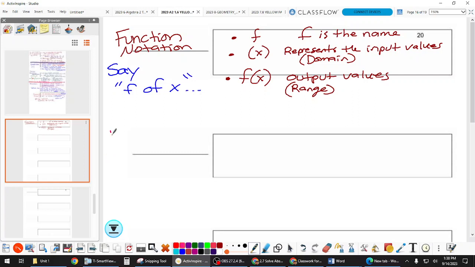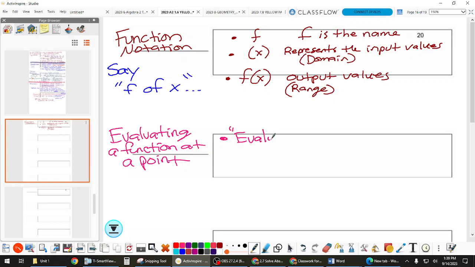Last thing is, how do we evaluate a function? Add a point. So evaluating a function at a point. You guys have probably done this, but we'll see. Evaluate. Sometimes students don't know what that means, so it means to get a value or simplify.